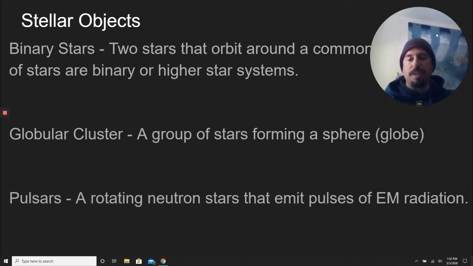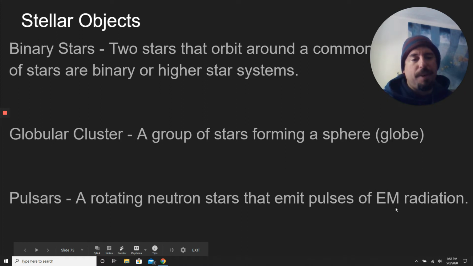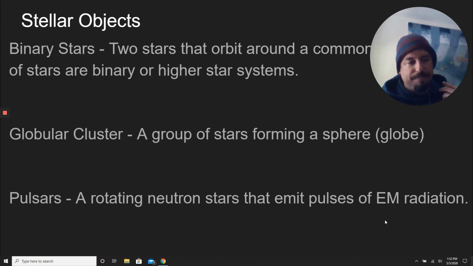Pulsars are rotating neutron stars that emit pulses of EM radiation. So remember that EM radiation is radio waves, microwaves, infrared, which is heat, visible light, ultraviolet, X-rays, and gamma rays. So our sun emits infrared because it gives off heat. We feel that. It gives off visible light because we can see the sunlight. It gives off ultraviolet because that gives us sunburns. And it also gives off, I believe, some microwaves and maybe even some radio waves. So it gives off multiple parts of the EM spectrum.